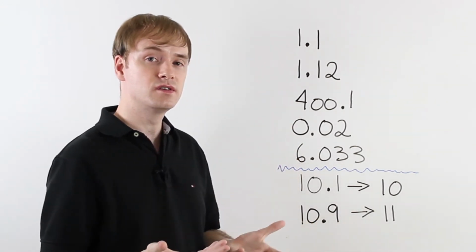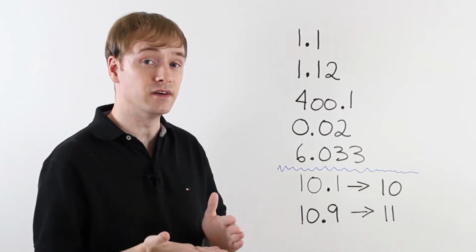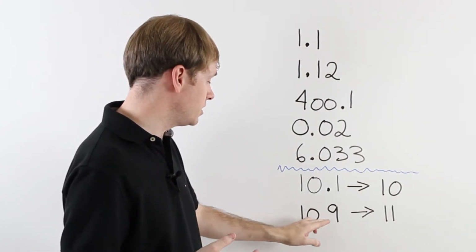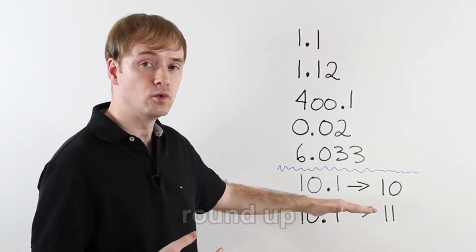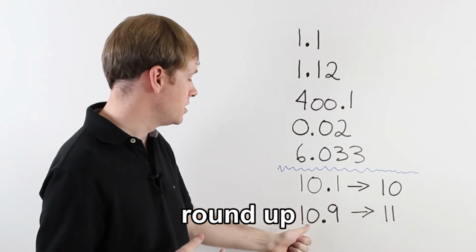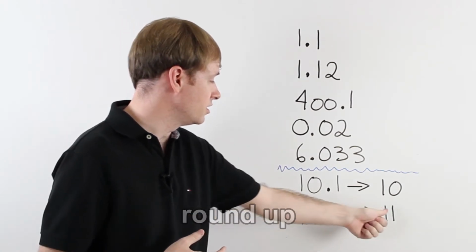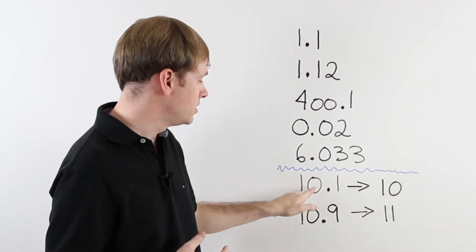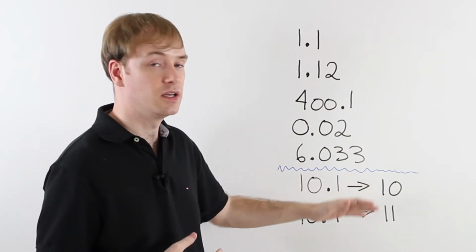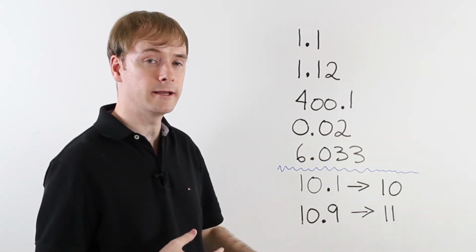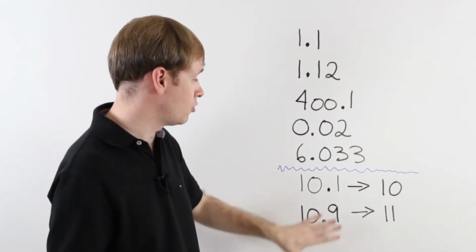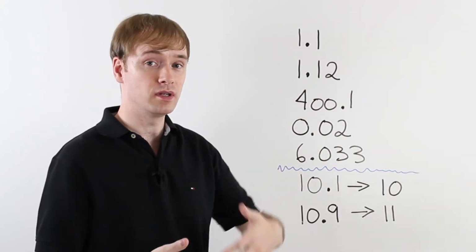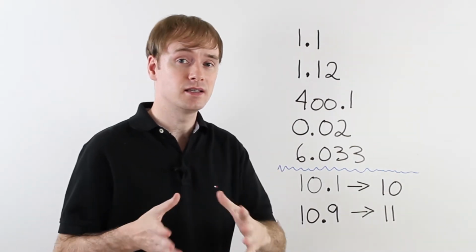10.9 is close, very close to 11. So we change 10.9 to 11. That situation is called round up, okay? So changing 10.9 to 11, round up. 10.1 to 10, round down. All right? So I hope you understand how to use the decimal point, and I hope you understand round up and round down. Let's take a look at a few examples.